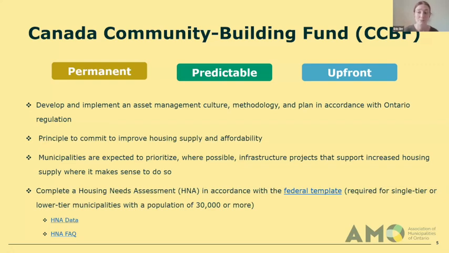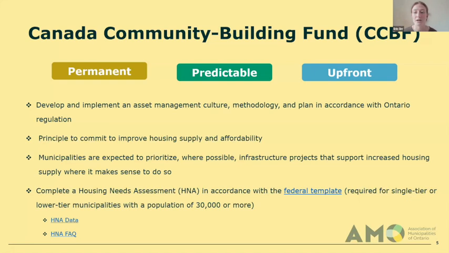The agreement includes a principle to commit to improve the housing supply and affordability of housing in Ontario. To accomplish this goal, the federal government has asked municipalities to use CCBF money for infrastructure projects that increase the housing supply wherever it makes sense to do so. This means focusing your funding on projects that enable or preserve housing in your community.